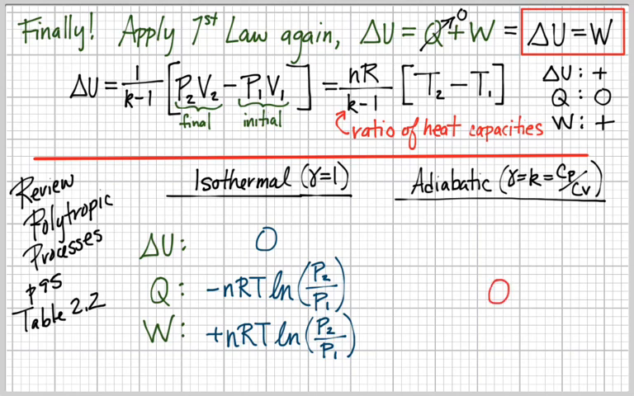The adiabatic process, Q is equal to 0. But because of our first law analysis, and because of our lengthy analysis of gas behavior and relationships through equations of state, both dU and W are the same equation: nR over k minus 1 times T2 minus T1, where k is the ratio of heat capacities for an ideal gas.